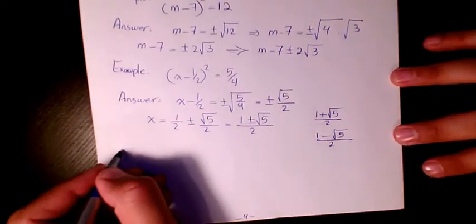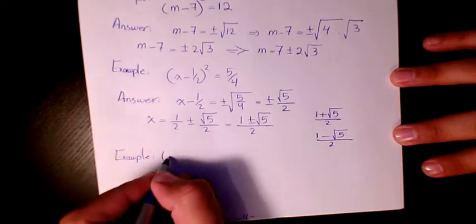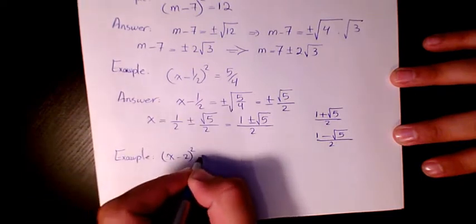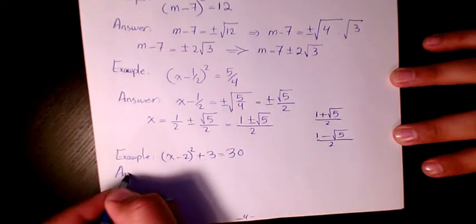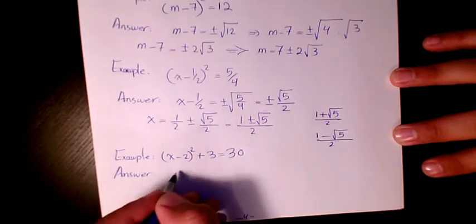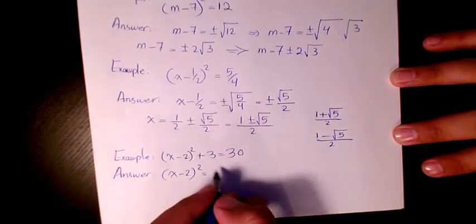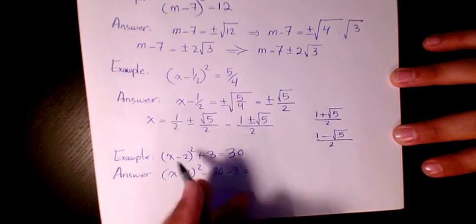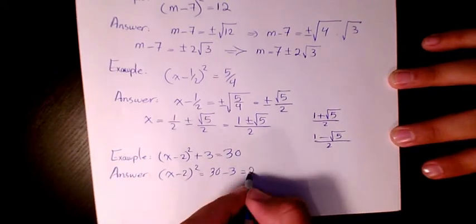Next example. (x minus 2) to the power of 2 plus 3 equals 30. The answer will be, (x minus 2) to the power of 2, we move this 3 to the right hand side. 30 minus 3. So as you see here, we need to isolate x. 30 minus 3 is 27.